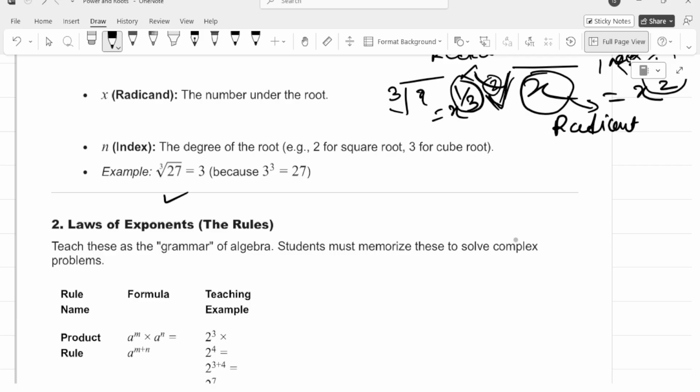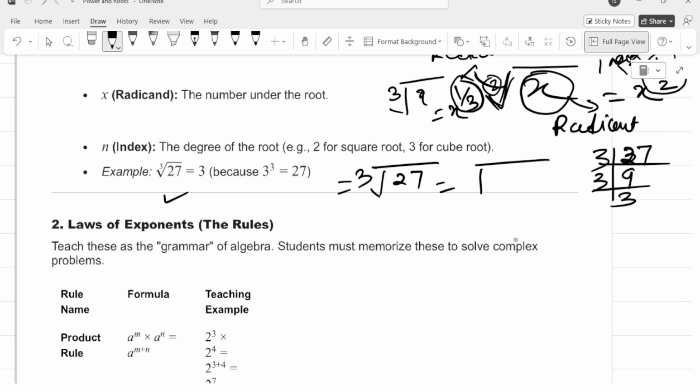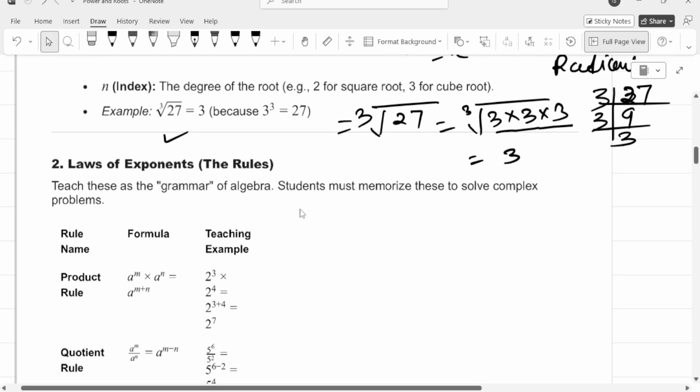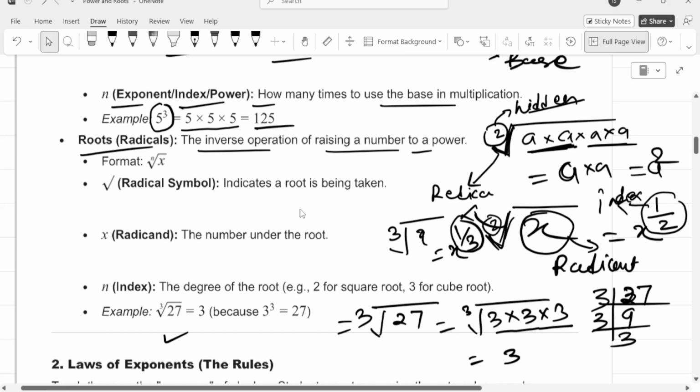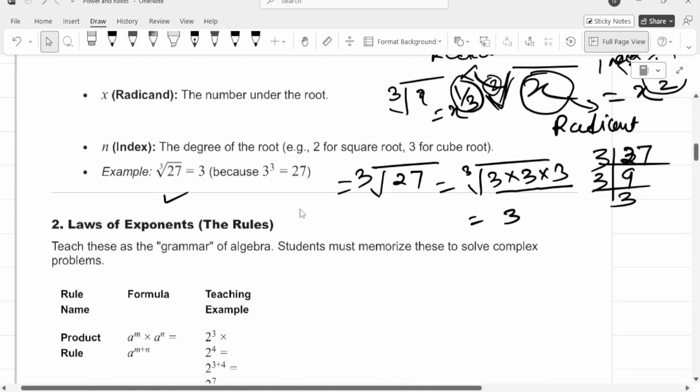Here is an example. Under cube root of 27, we factorize: 3 nines are 27, 9 is 3 into 3, so we note it down as 3 into 3 into 3. If here is 3, then make a group of 3 digits, first, second, third, then it comes outside the root. I hope you understand how roots and powers are used.